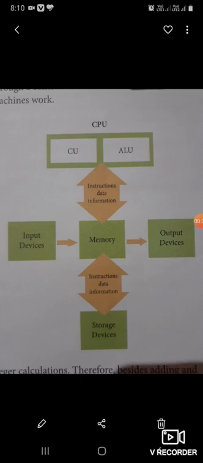Now it is categorized into three parts, and each part is allocated and designed to perform a specific kind of work. The first one is ALU, arithmetic and logic unit. It is used to perform arithmetical and logical computations when needed in processing. When the computer wants to perform any arithmetic and logical calculation, it takes the help of the ALU.